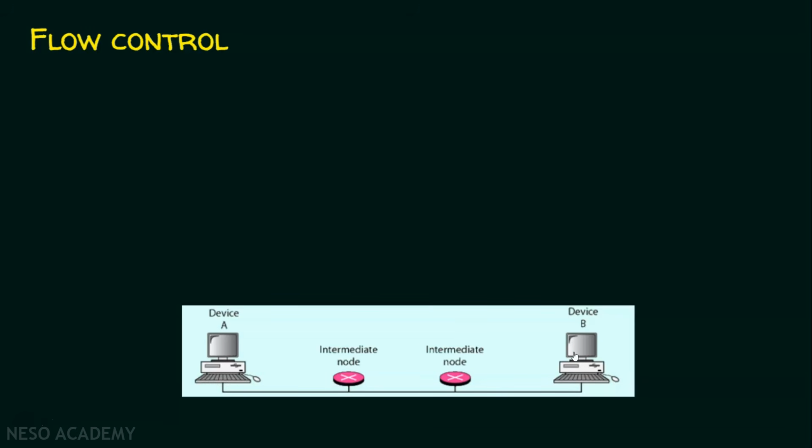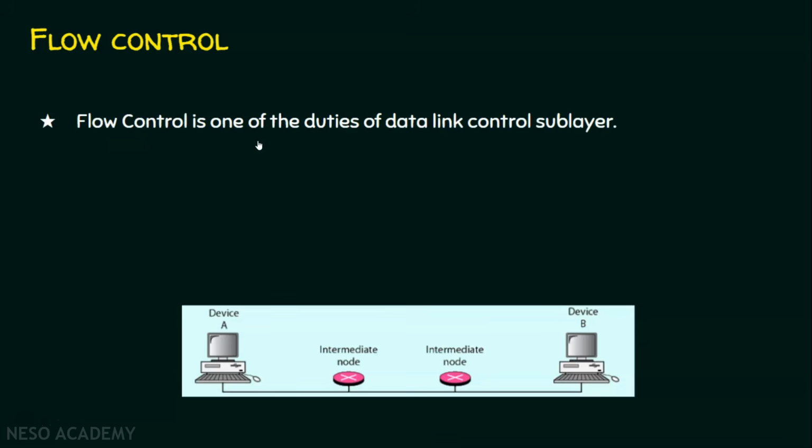We will see what flow control is here. Flow control is one of the duties of the data link layer. To be precise, there is a sublayer called the data link control sublayer. We will talk about this data link control sublayer in the next lecture. For the time being, this sublayer is going to deal with the flow control. Anyway, flow control is one of the duties of the data link layer.